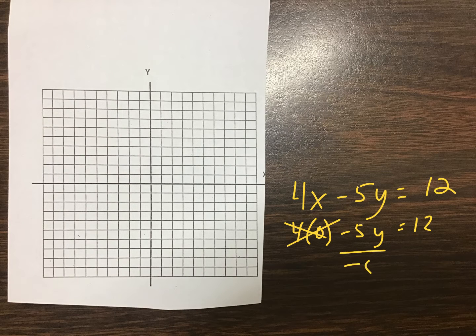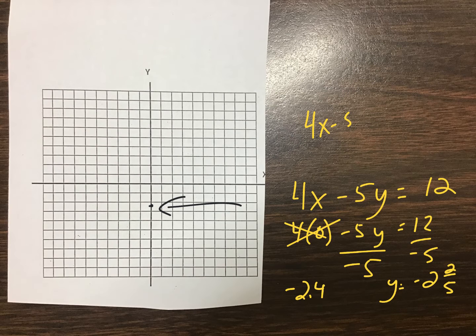I'm going to divide by negative 5. And so y is going to be negative 2 and 2/5, right? Yeah, which is negative 2.4. So negative 2.4 on the y-axis is just a little less than a half, isn't it? Is that about 2.4 right there? Oh, yeah. Okay.